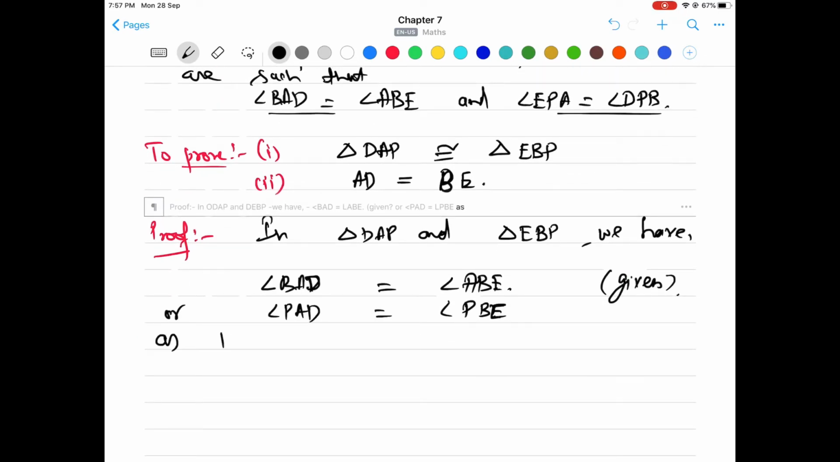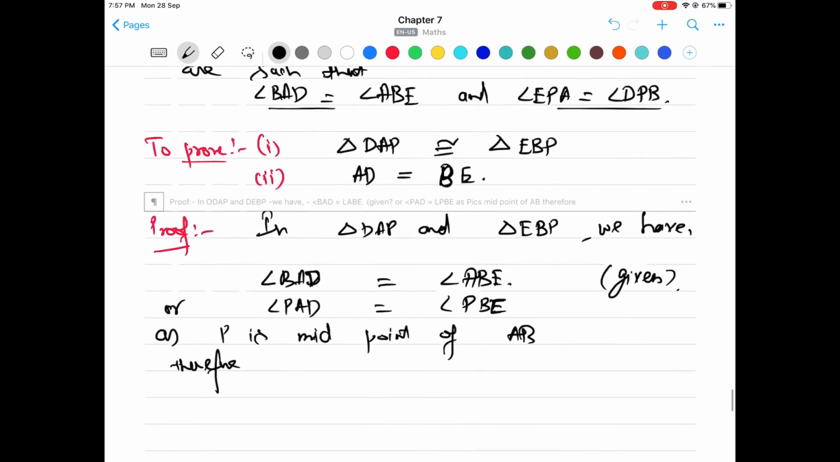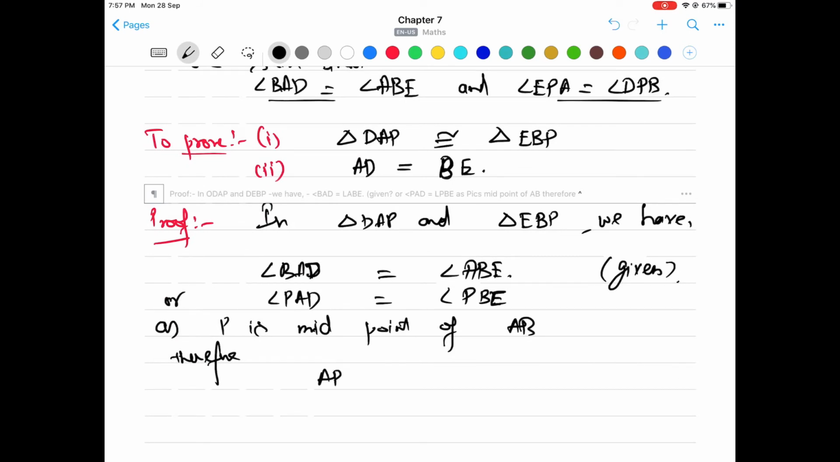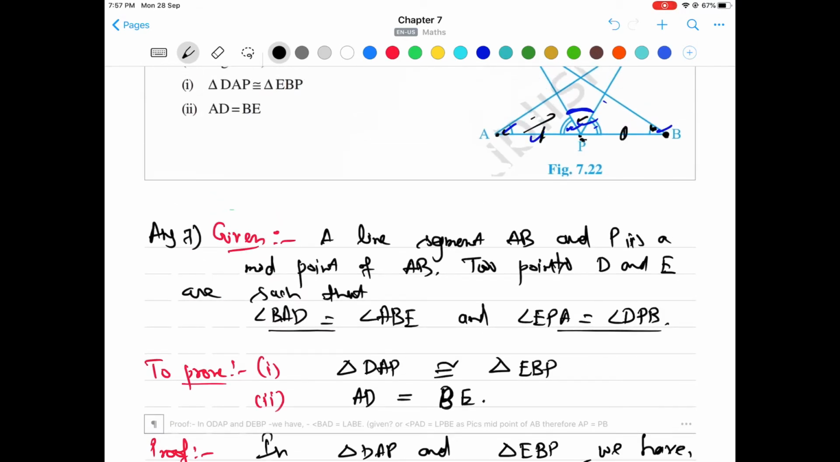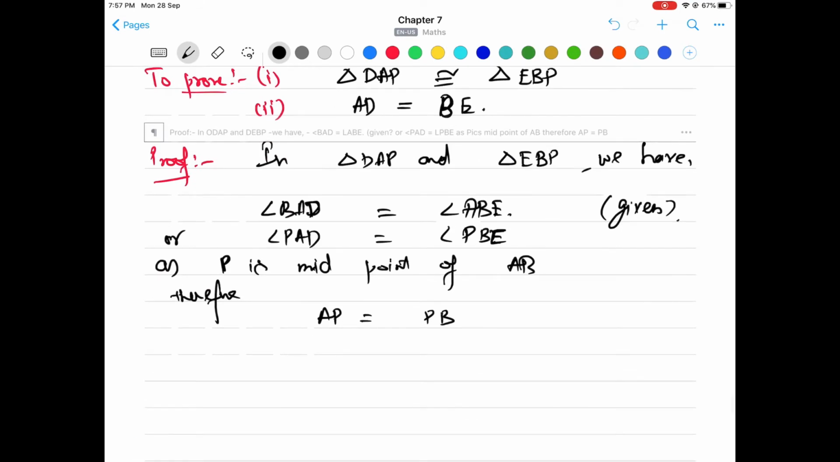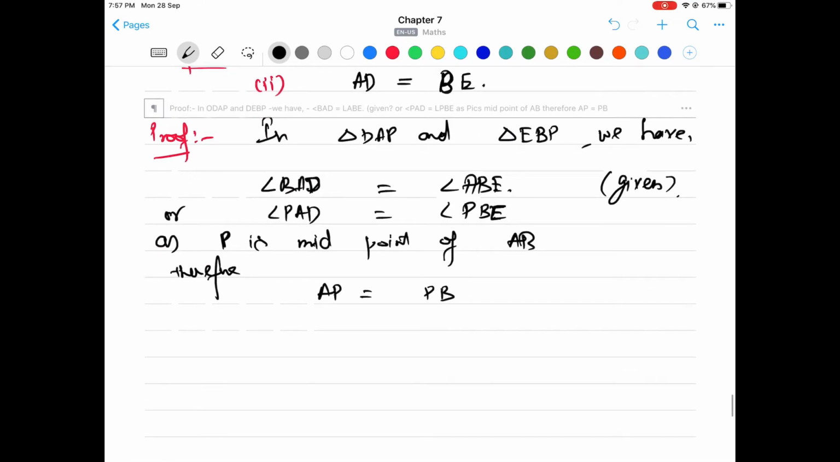Then we are given that P is the midpoint of AB, therefore this AP will be equal to PB. Okay, as P is the midpoint of AB, these two portions will be equal, AP will be equal to PB.